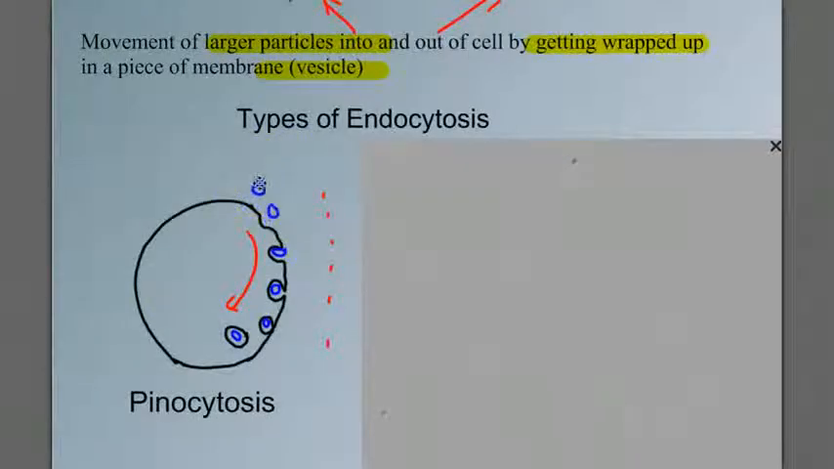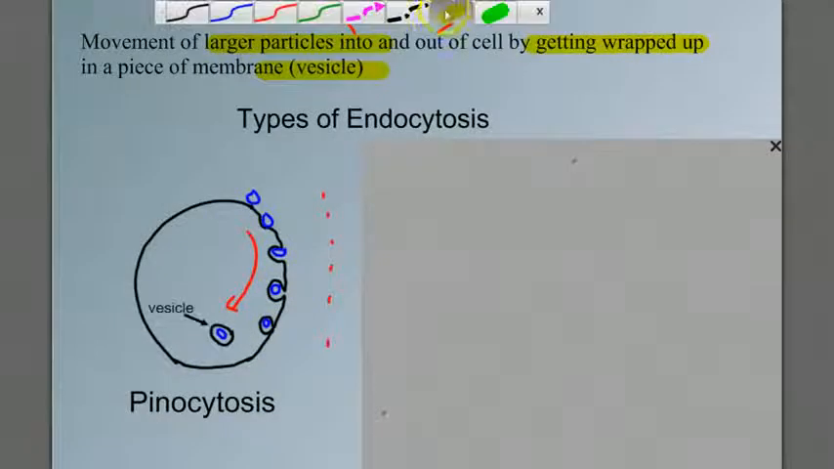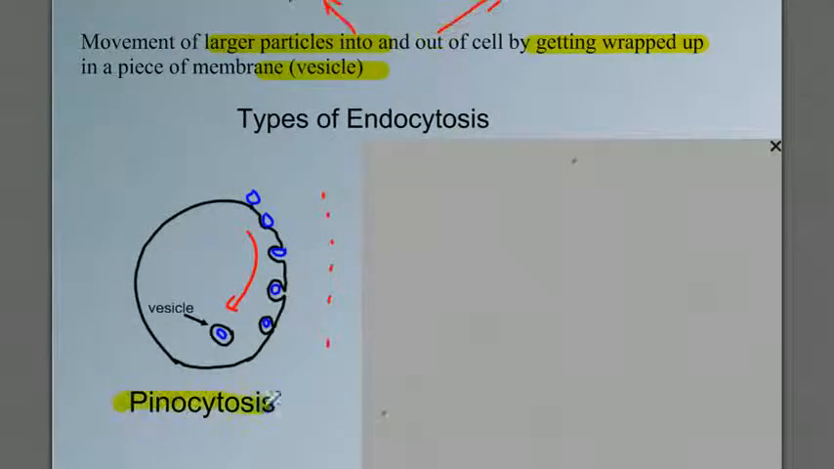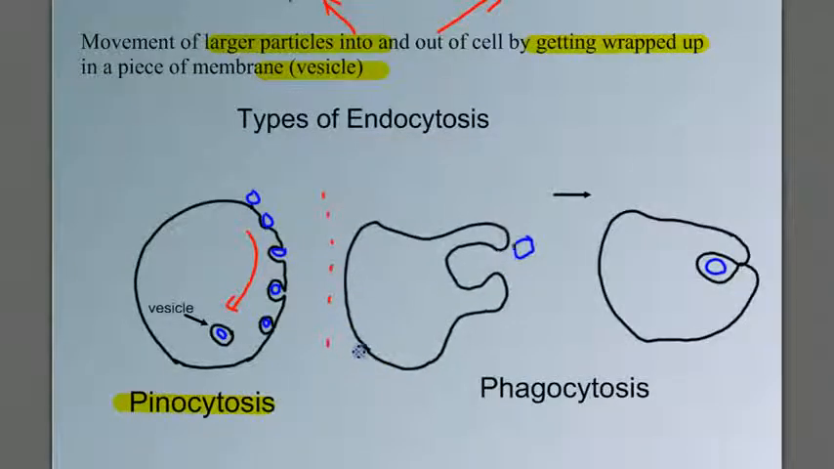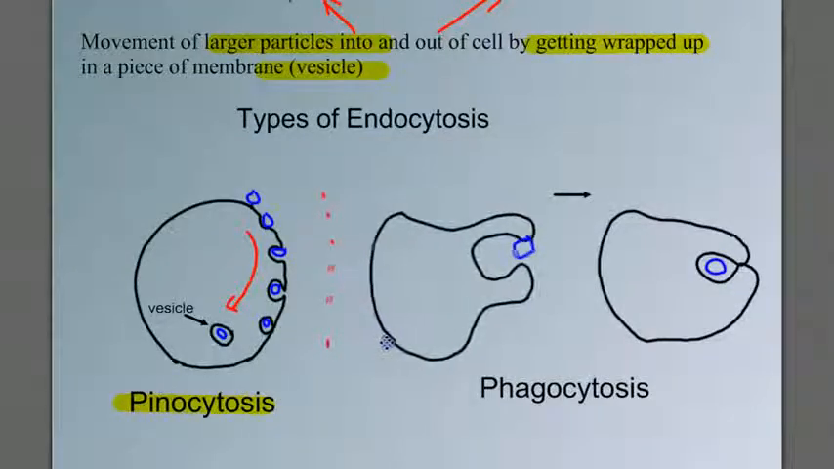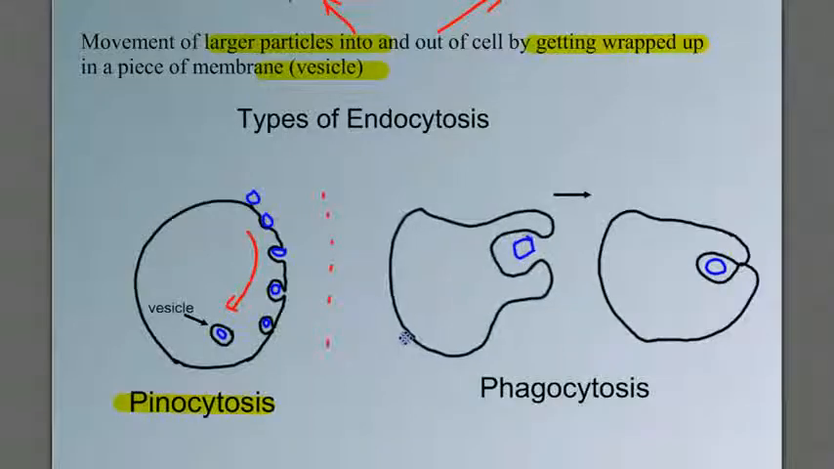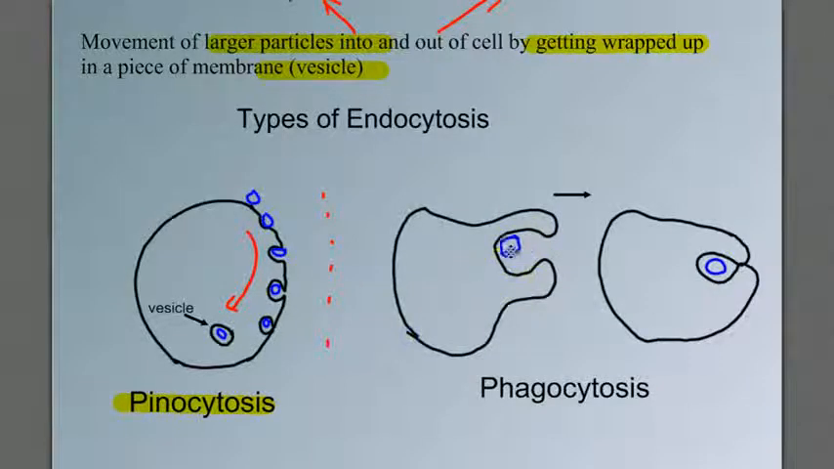Let's say that some droplet falls on the surface of a cell and slowly indents further and further into the cell membrane. And it actually gets wrapped up in a piece of the cell membrane, which we call a vesicle. We call this form of endocytosis pinocytosis. Another form of endocytosis, called phagocytosis, the cell moves itself, changes its shape, and wraps around the particle, maybe it's a piece of food, and eventually engulfs it into a vesicle.